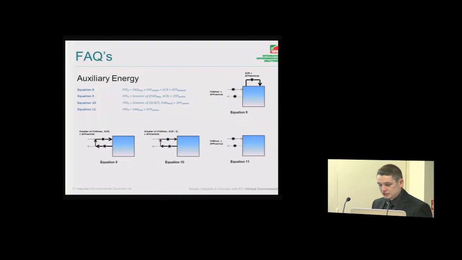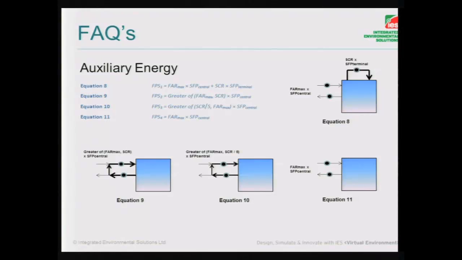Lastly, equation 11. That's typically used for your hydronic-based systems, so things like your displacement ventilation with chilled ceilings. So the only fan power associated with it is really our outside fresh air multiplied by our central SFPs. So it's essentially the same as equation 8, but without the terminal unit employed within it. Okay, so that's just an illustrative breakdown of what the different system types are essentially doing and how they're being calculated.